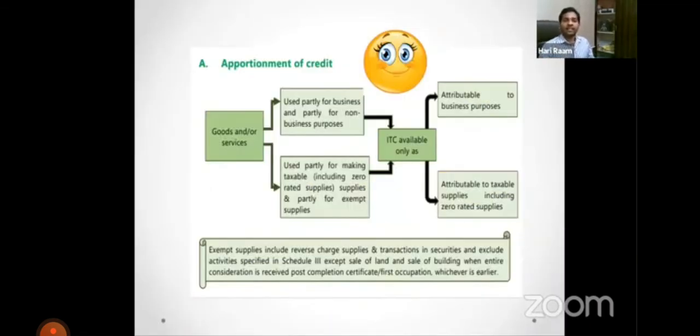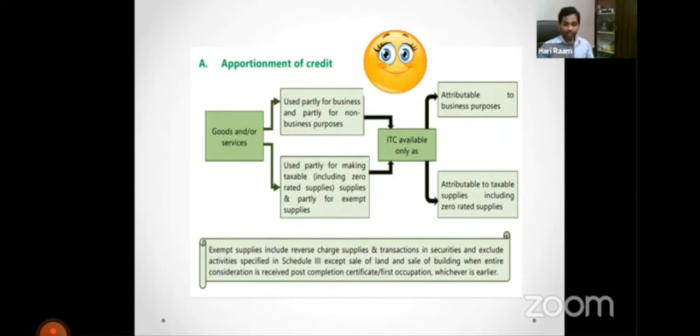Now, section 17 apportionment of credit. I told that I purchased goods and used them partly for business purpose and partly for non-business purpose, and for making taxable supply, zero-rated supply and exempted supply. In that, ITC is available only for business purpose and taxable supply including zero-rated supply. Here, exempted supply is not every exempted supply. Exempted supply has one formula to arrive at.